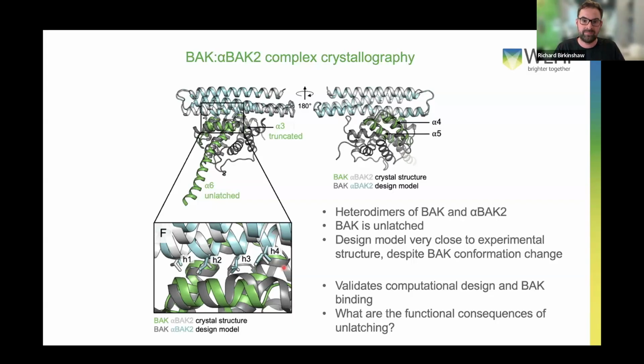Despite this, the anti-BAC was binding where it was predicted to, in the BAC binding groove, and it was largely binding as predicted, with the key residues that we expected interacting where the design model had said. So this structure validated the computational design, but did bring into question what was going on here. Why had BAC unfolded and formed this unlatched conformation that we normally only see when BAC is activated? What are the functional consequences of this?